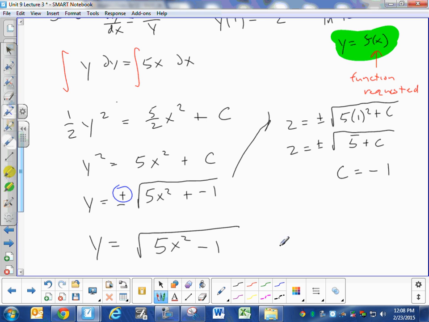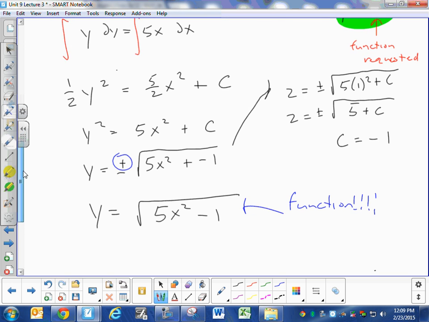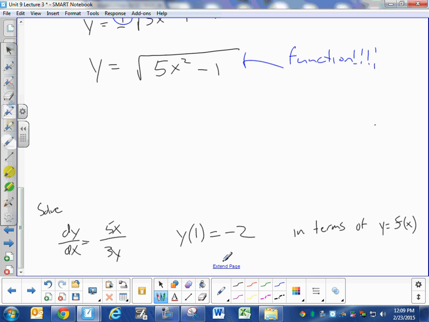Now we have a function because there's no plus or minus. If you ever see a y equals f of x, that's a function. So you can't have a plus or minus. Okay, so it's just one little difference between this and the previous problems. It's just we didn't have time to talk about it, and I didn't want to confuse you too much. So let's do one more, and then we'll go over the homework.